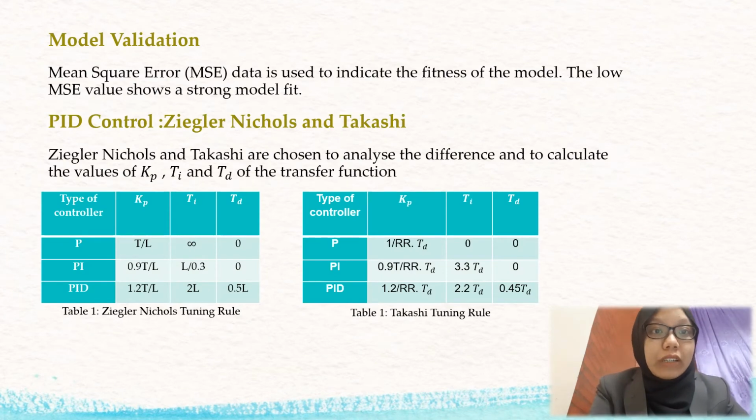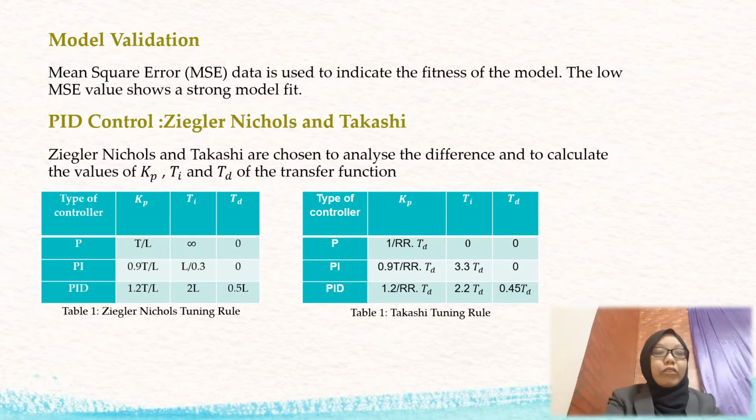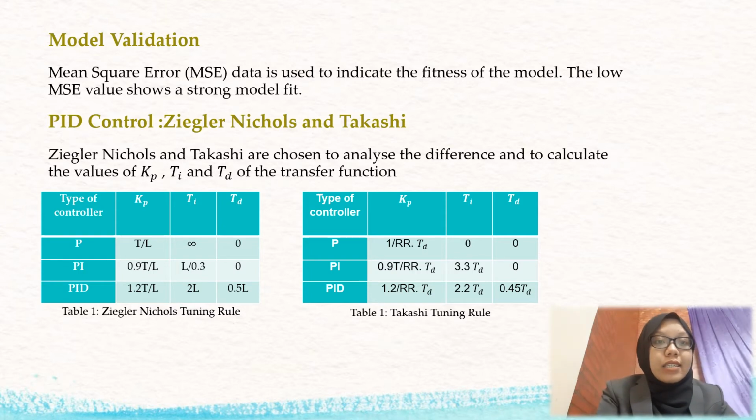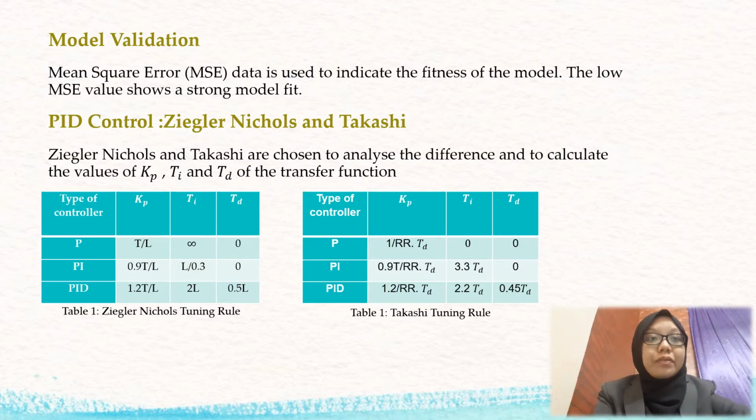For the model validation, the mean square error, MSE, data is used to indicate the fitness of the model. The PID control methods, which are Ziegler-Nichols and Takahashi, are chosen to analyze the difference and to calculate the values of Kp, Ti and Td of the transfer function. As you can see, table 1 and table 2 are the Ziegler-Nichols tuning rule and Takahashi tuning rule.